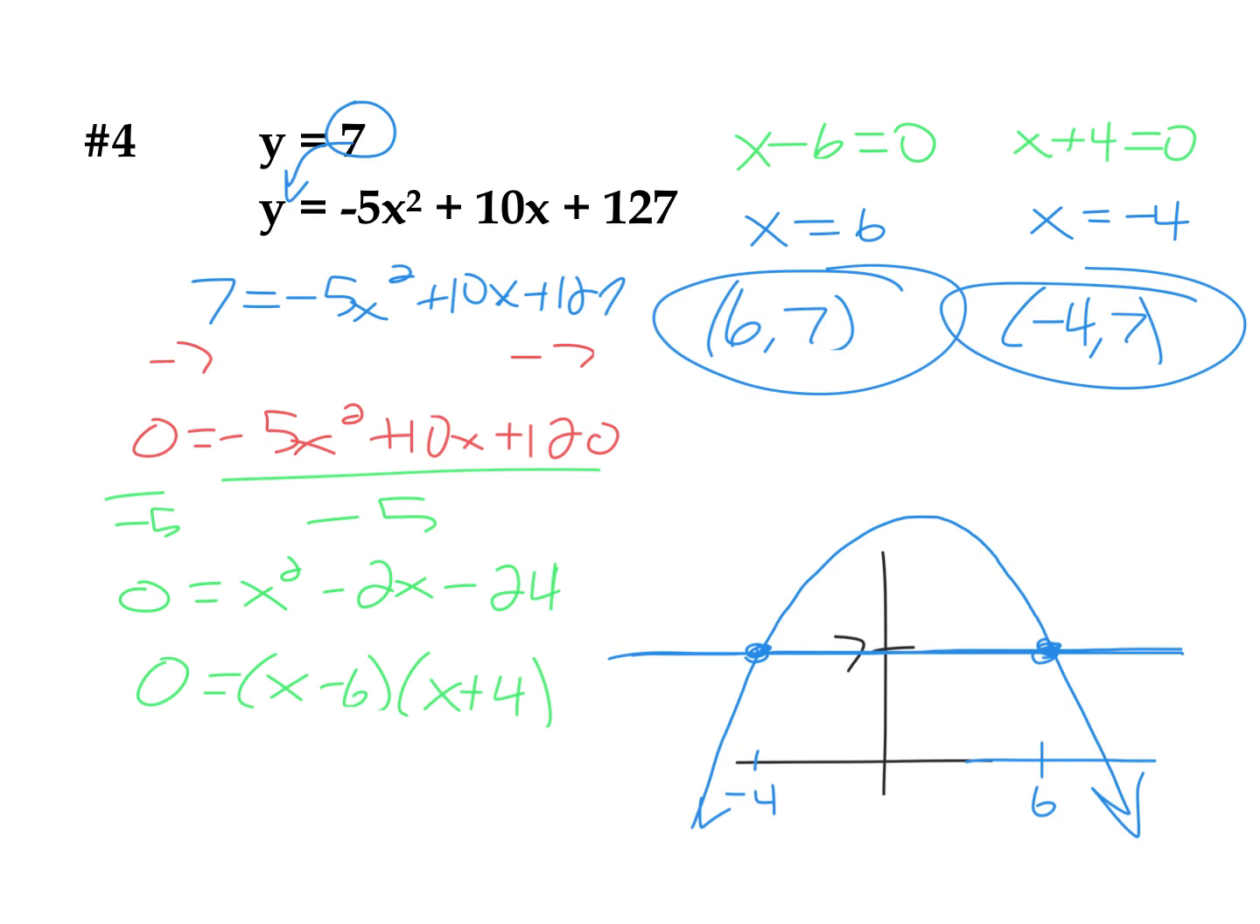We could have them intersect in only one place. We could have them intersect no places, but most of the time you're going to get 2 points where the line and the parabola will cross each other. They're your solutions for the entire system.